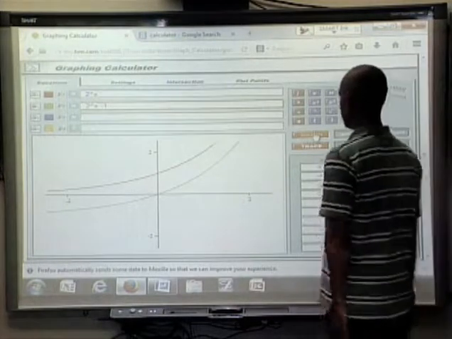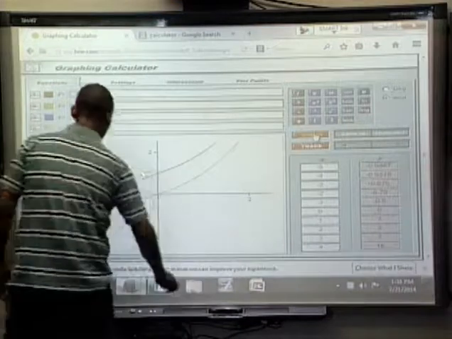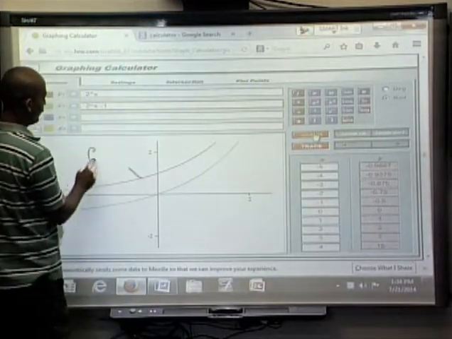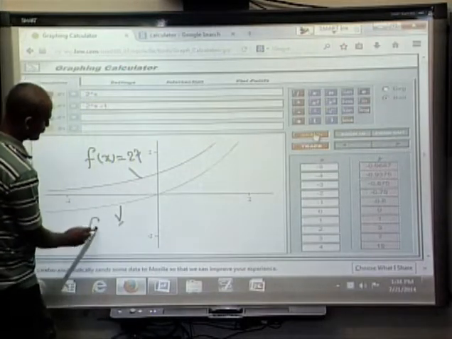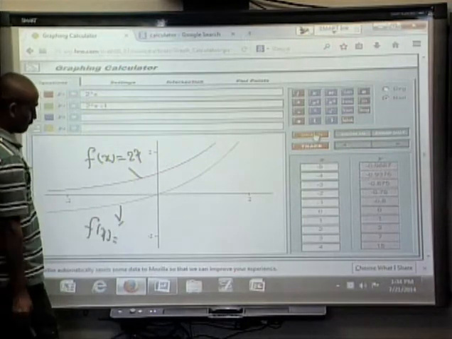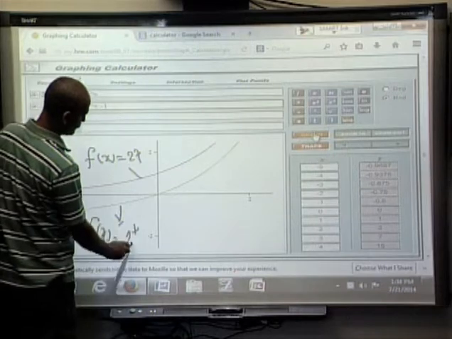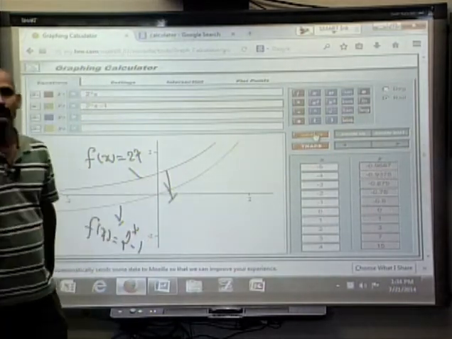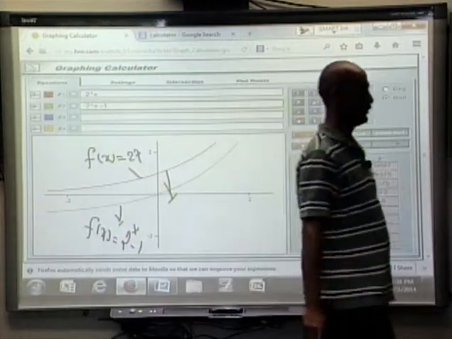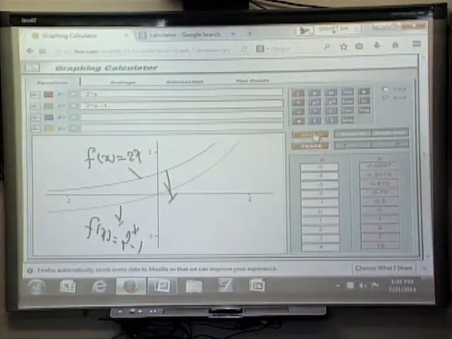So, we have 2 to the x minus 1 and 2 to the x graphed together. Let us see. So, the red one, this is the graph of f of x equal to 2 to the x, and this is the graph of f of x equal to 2 to the x minus 1. The red one is going down by 1 unit. Okay.